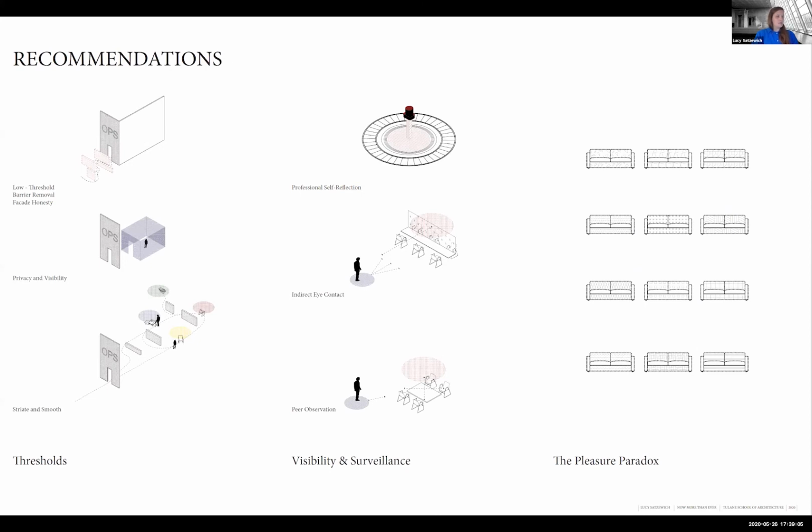Also about visibility and surveillance, asking architecture to reconcile its relationship to mechanisms of power, surveillance, architectures of control, and hostile architecture. And finally, how design can be used to address the pleasure paradox in harm reduction, in which more conservative policy around supervised consumption will permit the act of consumption, however, remains ignorant to its pleasures.